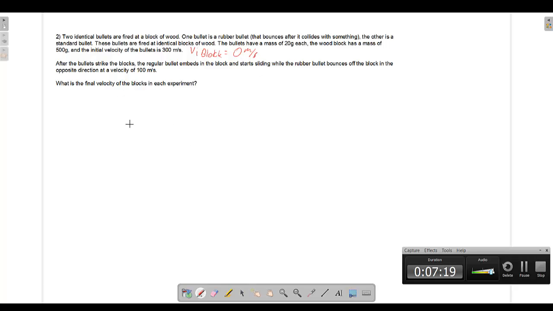So after the bullet strikes the blocks, the regular bullet embeds in the block and starts sliding, while the rubber bullet bounces off the block in the opposite direction at a velocity of 100 meters per second. What is the final velocity of the block in each experiment? So what we have essentially is the before and after for each experiment.